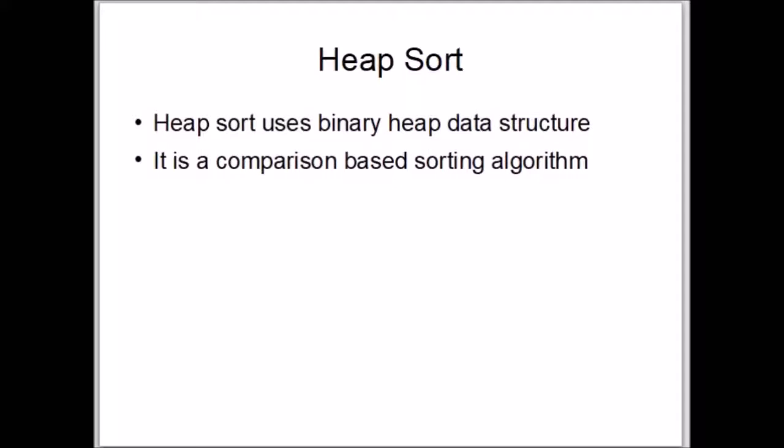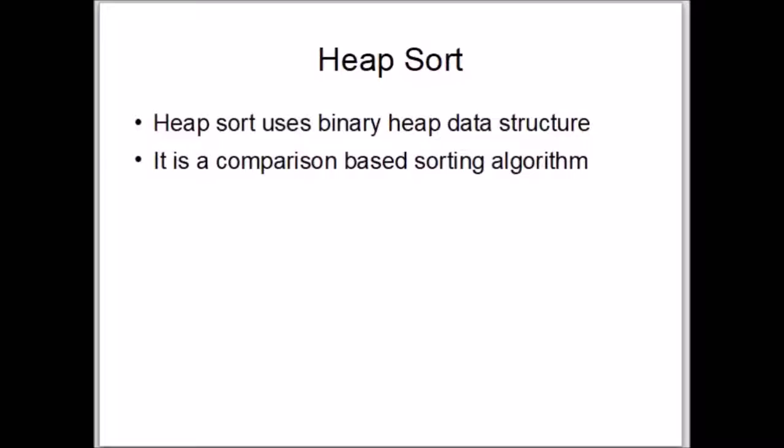Much like selection sort, after a bunch of iterations, it takes the first element, which is the largest element in the given heap, and it swaps it with the last element, which may or may not be the smallest element in the given heap.